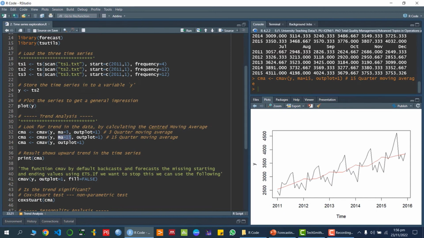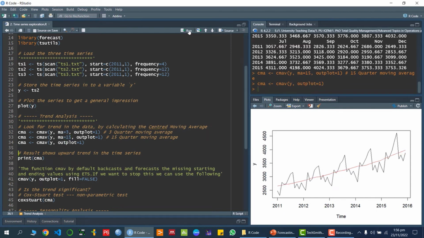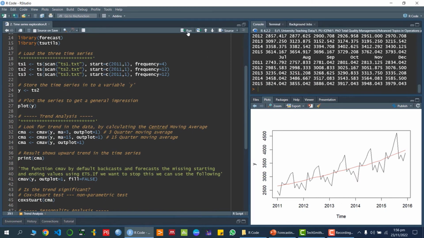Okay, but if I go without mentioning these numbers, and let R decide what average it should compute, then we can use this particular function without mentioning the moving average. So it has automatically picked the number and calculated the centered moving average. And with the help of this one, we can easily see that there is an increasing trend or there is a linear trend, right?